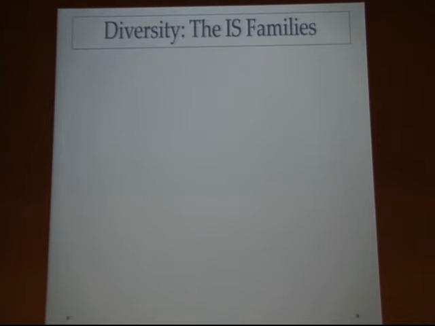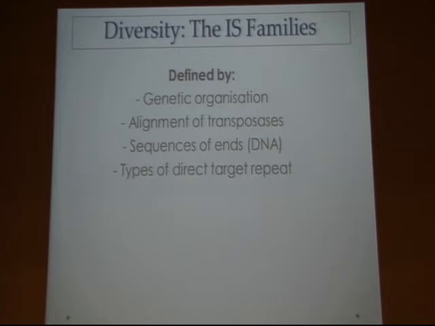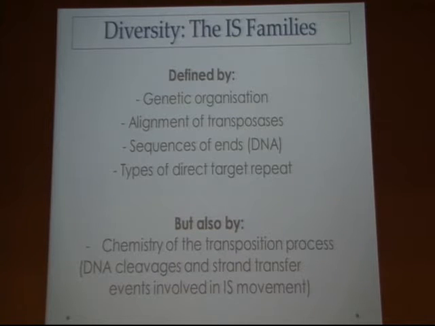And with all of this, we try to classify these elements regarding the composition, inverted repeats, direct repeats. We define the families by this organization, by the alignment of the transposase, by the sequence of the ends of the borders, the beginning and the end of the insertion sequence, the presence or absence of direct target repeats, but also, which is very important, we can classify these elements based on the enzymatic activity of the transposase. This means how the transposase cleaves the DNA during the transposition process. And there are a lot of groups studying this mechanism.